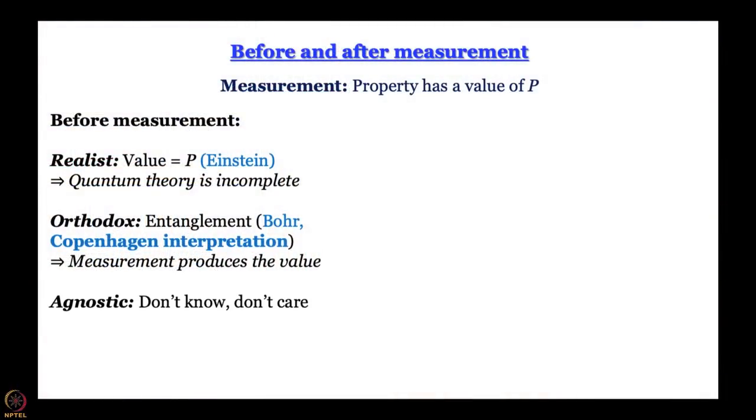And the third view, well, before going to the third view, this is what we are saying, that measurement produces the value. The third view is that of an agnostic, which says we do not know what it was and we do not care. But that is not such a great view after all. It is sort of an opportunistic view. So, over the time, due to some experiments performed by Bell in 1964, it has turned out that it is the orthodox view that seems to be correct, and that is the state of understanding at the moment, that the system exists in an entangled state.